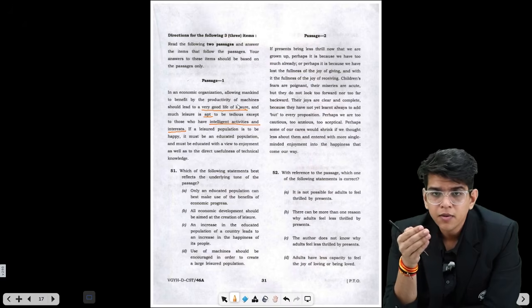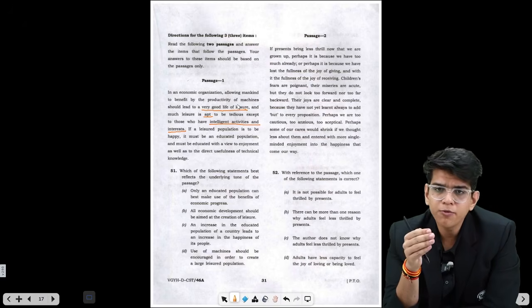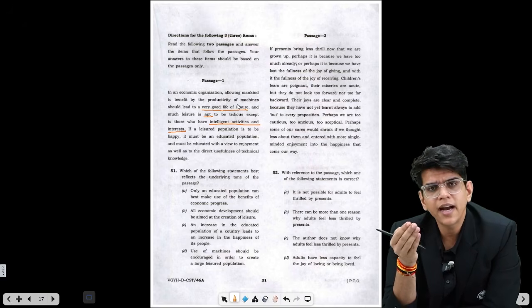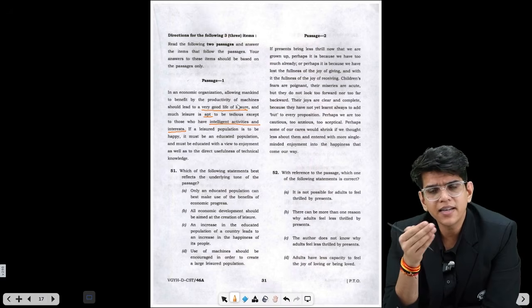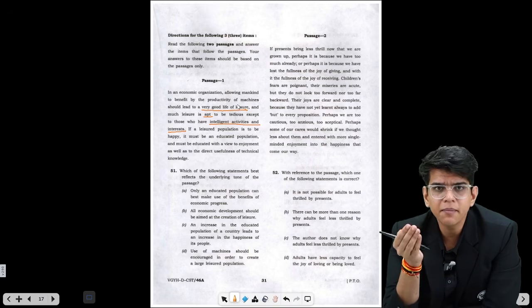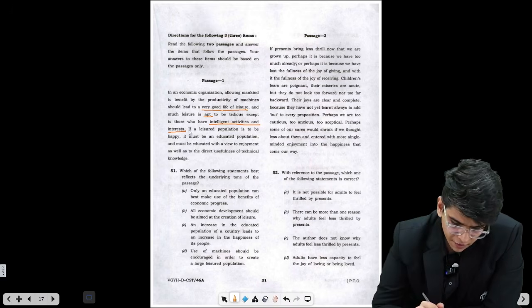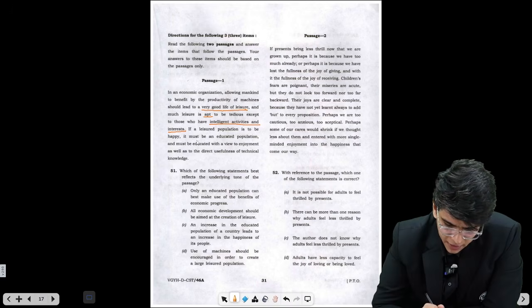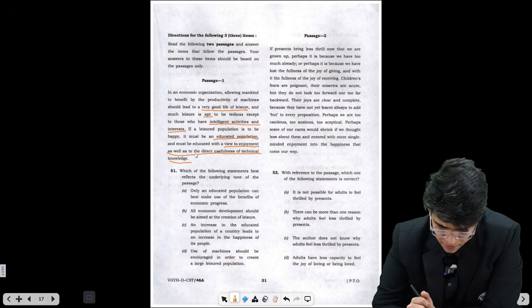Now, leisure is apt for only those who have intelligent activities to invest their time. People who don't know how to invest their time, that leisure time can become a hectic thing to handle, right? If the leisured population is to be happy, it must be an educated population and must be educated with a view of enjoyment as well as the direct usefulness of technological knowledge.